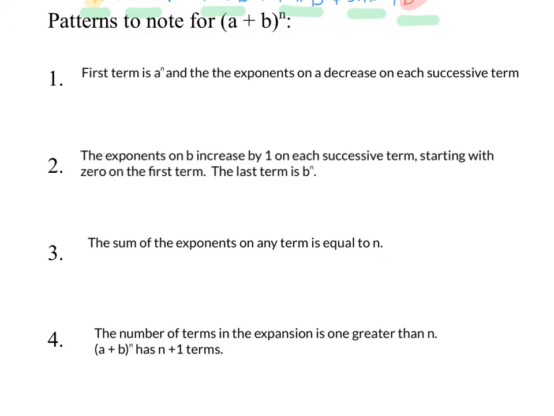The first term is a to the n, and the exponents on a decrease on each successive term. The exponents on b increase by 1 on each successive term, starting with 0 on the first term. The last term is b to the n. The sum of the exponents on any term is equal to n. And finally, the number of terms in the expansion is 1 greater than n, so a plus b to the n has n plus 1 terms.